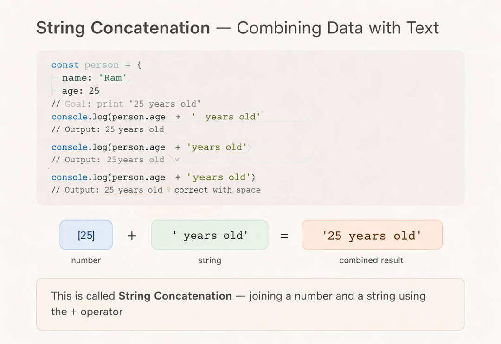One thing to be careful about, spaces. If you write years old without a leading space, you'll get 25years old all jammed together. A space is also a character. It's also part of the string. So always include that space where you need it. This technique of joining values together using plus is called string concatenation.